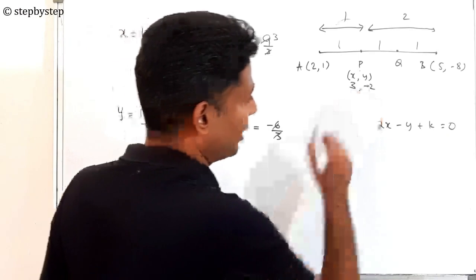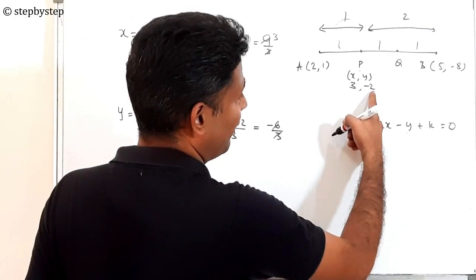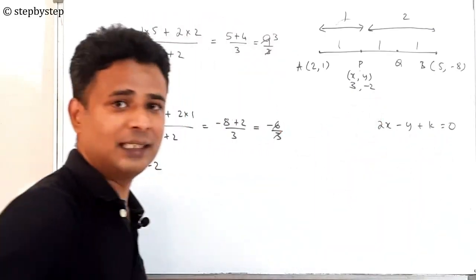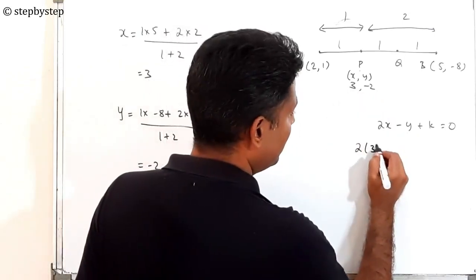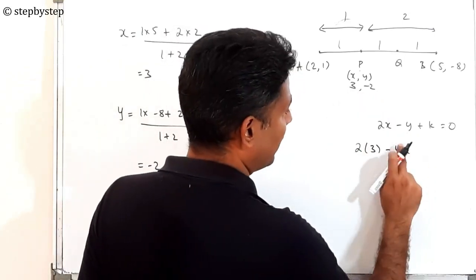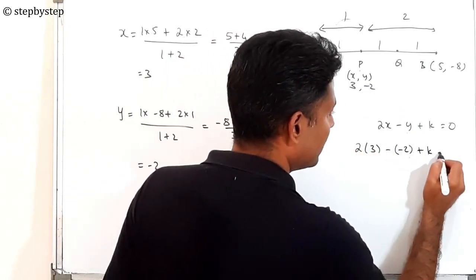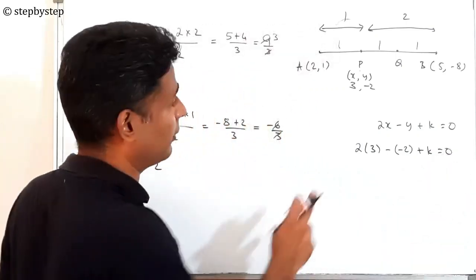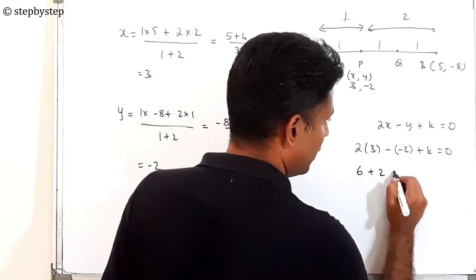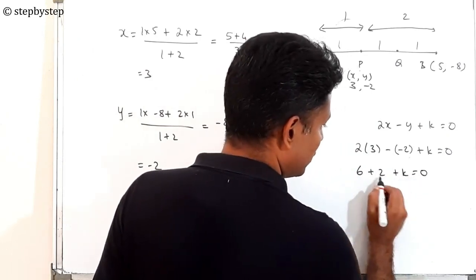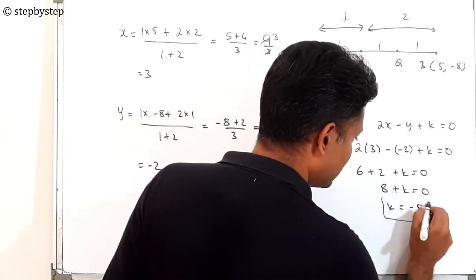Now since we got x and y coordinates for this, they have told us it lies on the line, which means what? The x and y values of this will satisfy this equation. So substituting 2 into x, that is 3, minus y into minus y, that is minus of minus 2 plus k equal to 0. It will satisfy this equation since this point is lying on this. So we get 6 minus of minus 2 plus 2 plus k equal to 0. So 6 plus 2, 8 plus k equal to 0. So k equal to minus 8.